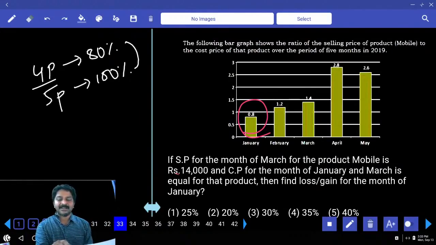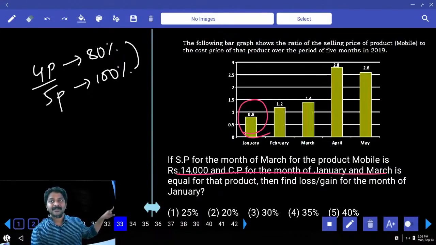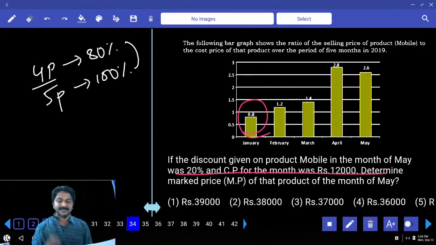We don't have to consider these numbers. Even if you consider those numbers, you'll get the same answer, because finally we need to get the relation between cost price and selling price from the same ratio, 0.8. So numbers are not important, only the ratio is important for us. Is this point clear? Come on, next.